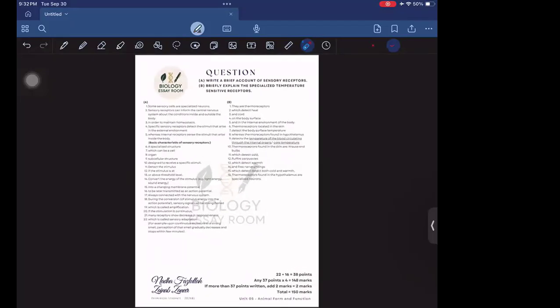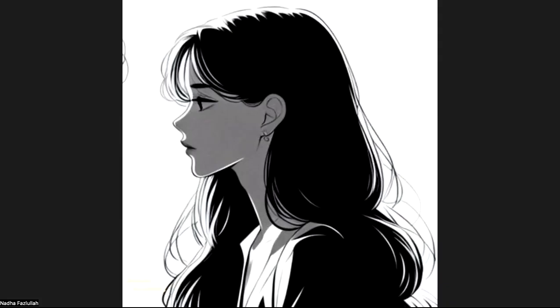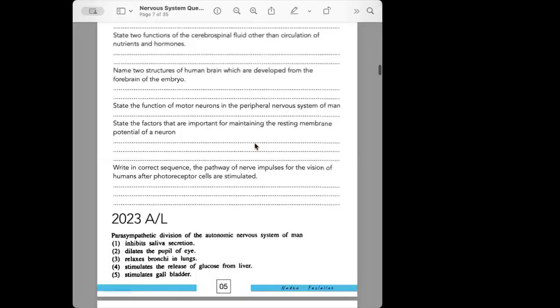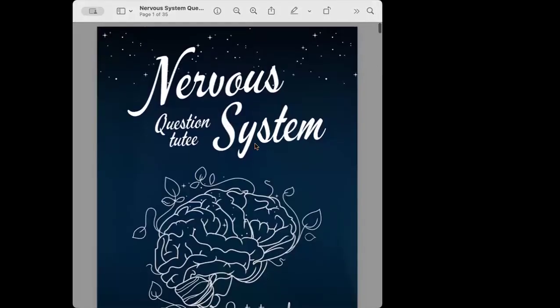Okay. So now shall we move on to the question tute? Do you all have the question tute with you? I hope we can move to the question tute. So I'm going to share the question tute with you guys. I hope you can see. So this is the nervous system question tute.